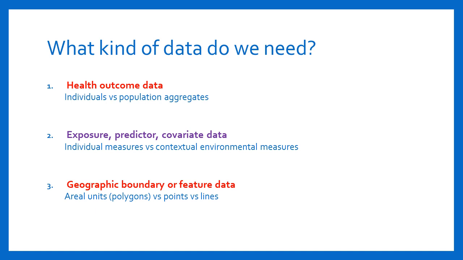We could have information about exposures or predictors or covariates. So these also might be measured at the individual level or as contextual or environmental measures. And then really importantly, and this is what differentiates the mapping process from other kinds of tabular data reporting, we need geography. We need something about space. And so we need a geographic feature that aligns with information in our health outcome data. For example, we need to know the county that the health outcome occurred in and the geographic boundaries of the county, or the X and Y location of a point and the outcome that occurred at that point. So we need to put together the attributes and the geography.